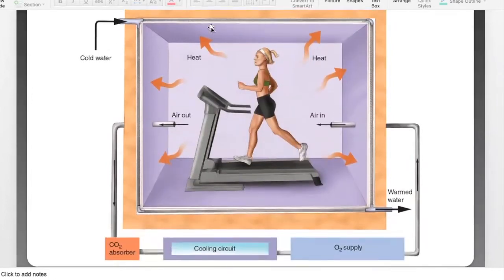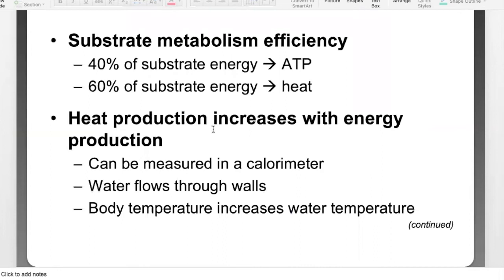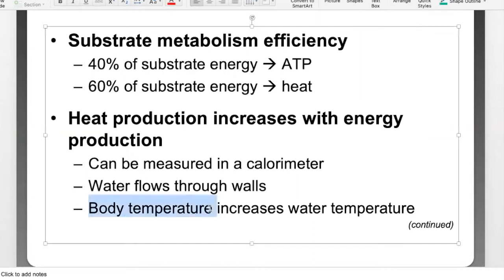The input is the temperature of the water at its coldest state, and the output is the temperature of the water as it leaves the chamber. You can measure the change in temperature as the direct measurement of heat production. The increase in body temperature inherent to the increase in energy production is going to result in some increase in water temperature.